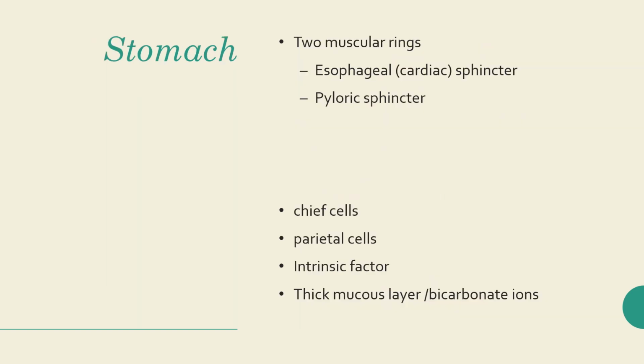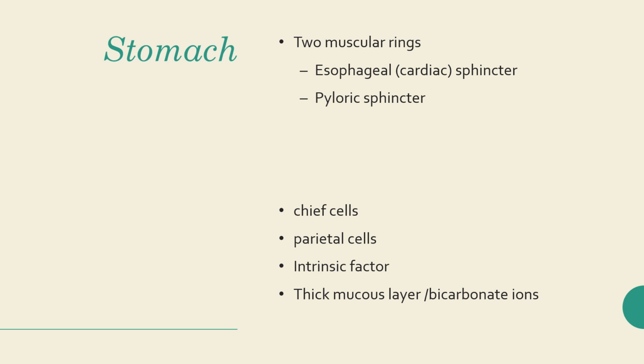So a little overview with the stomach. There's two muscular rings or sphincters that kind of control everything that's going on. The first one's going to be the esophageal or cardiac sphincter, and this is going to keep food from moving from the stomach back up into the esophagus. The other one's the pyloric sphincter, and this is going to regulate flow of substances that leave the stomach.